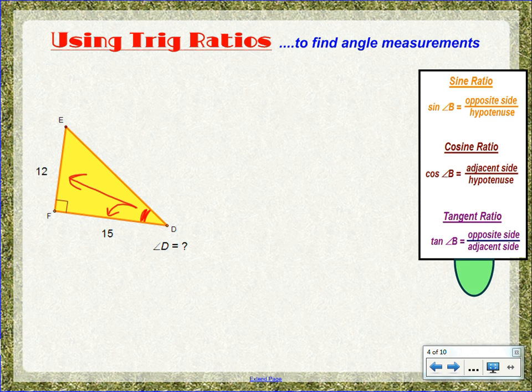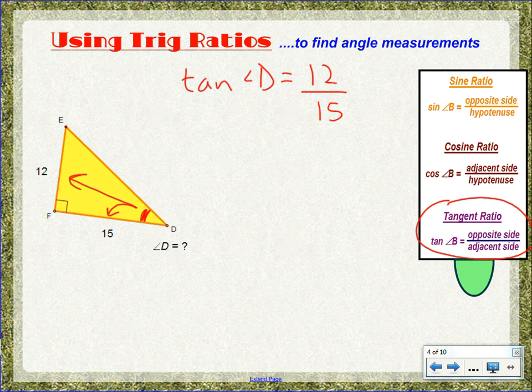So I need to figure out which of my ratios uses the opposite side and the adjacent side. And if you look over here, you'll notice it is the tangent ratio. The tangent ratio is the opposite side over the adjacent side. So that's what I need to set up. Again, my reference angle is D, so I'm going to set up tangent of D equals opposite, the opposite side is 12, over the adjacent side, which is 15.